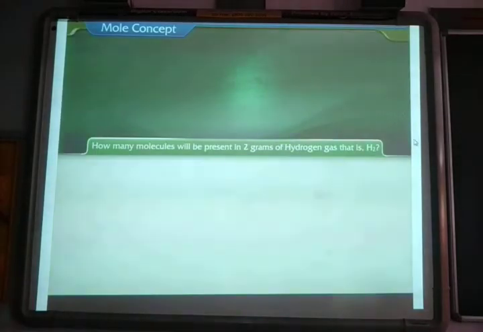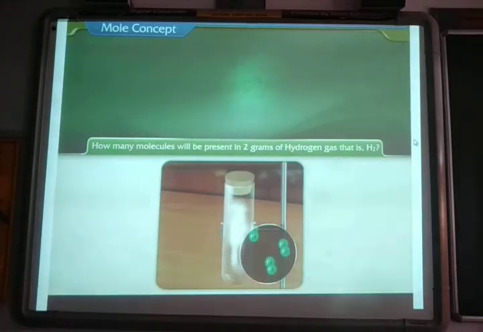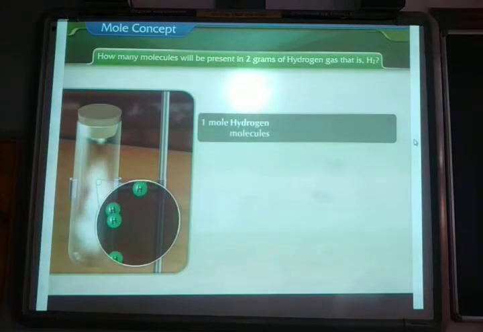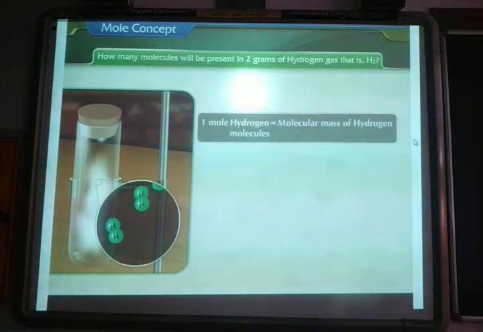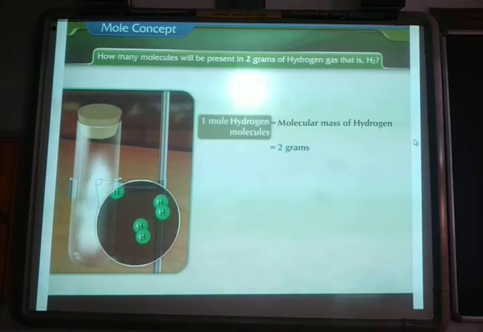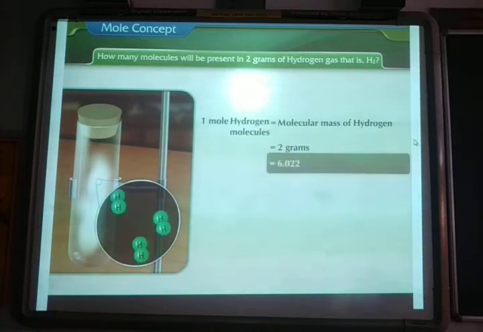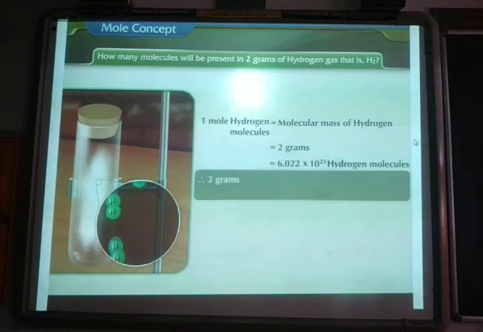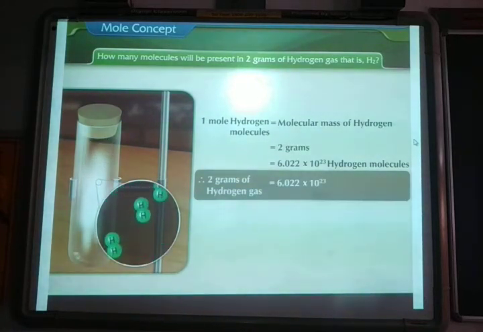Let us study a few examples. How many molecules will be present in 2 grams of hydrogen gas, that is H2? 1 mole of hydrogen molecules is equal to the molecular mass of hydrogen. This is equal to 2 grams. We know that 1 mole of hydrogen molecules contains 6.022 into 10 to the power 23 hydrogen molecules. Therefore, 2 grams of hydrogen gas will also contain 6.022 into 10 to the power 23 hydrogen molecules.